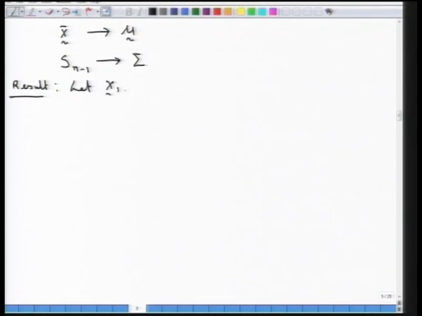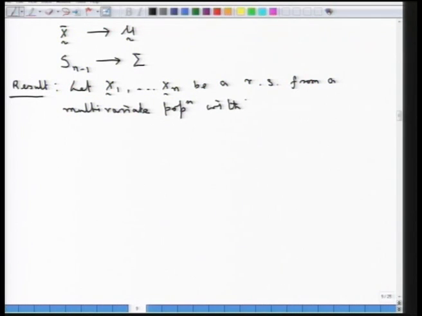Let x1, x2, up to xn be a random sample from a multivariate population with mean vector unknown, say mu, and covariance matrix sigma. Then the two quantities that we have defined, x bar and S n minus 1, have the following properties.